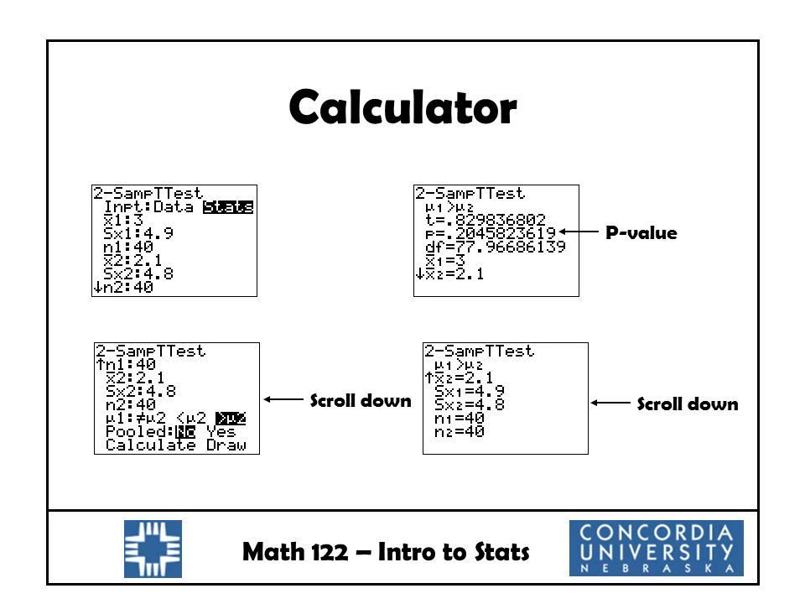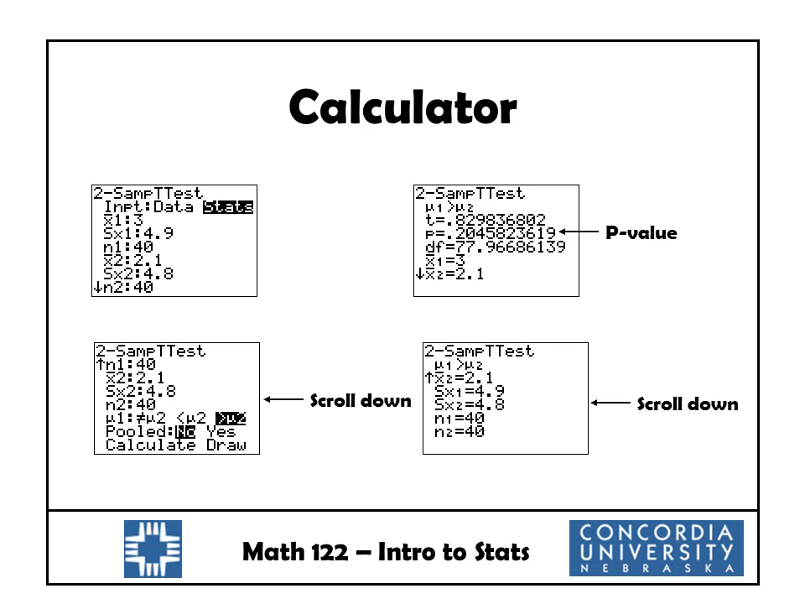Which, because the Weight Watchers diet. So x bar 1 is 3, sx1 is 4.9, n1 is 40. And then below that we have x bar 2, sx2, and then you scroll down, we enter n2, sorry. Again, that's going to correspond to the Atkins. Below that, we enter the form of our alternative hypothesis, which is mu1 is greater than mu2. So highlight that and select it.